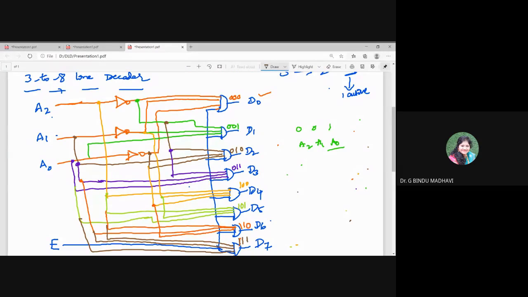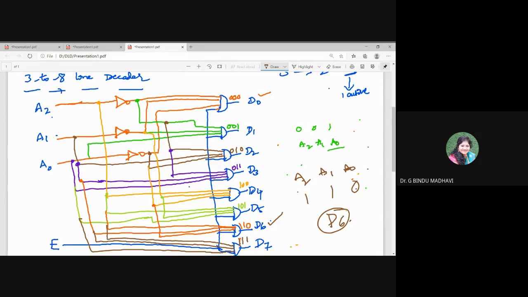So for example, if I give A2, A1, A0 inputs as 110, out of 8, which output will be produced, ma'am? D6, ma'am. D6, right? D6 will be activated. Okay. So that means at any time only one output will be produced.